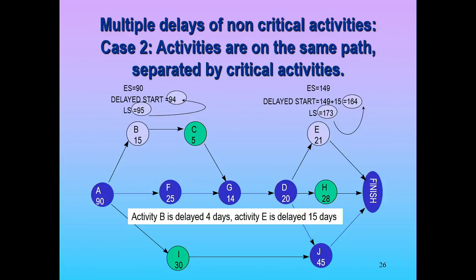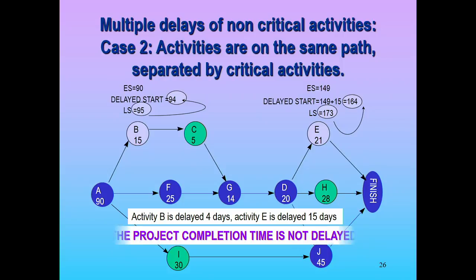Multiple delays of non-critical activities. Activities are on the same path, but they're separated by critical path activities. So B, we delay by less than its slack time. E, we delay by less than its slack time. And they're on the same path, but there's a critical path activity between them. What do you think is the effect there? It's fine, you're right. There's no delay because, as soon as we get to G, we're back in sync, right? We absorbed it here, but hey, we're back in sync in G. So it's like a separate single delay.